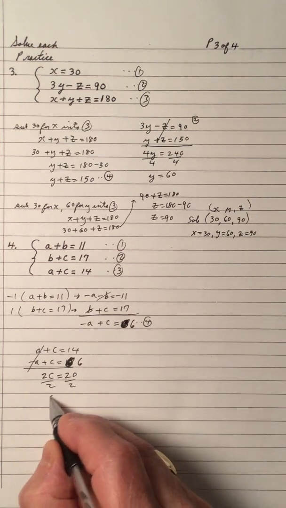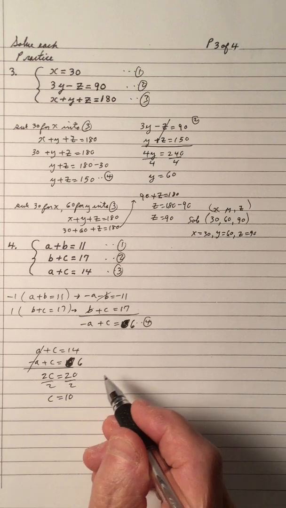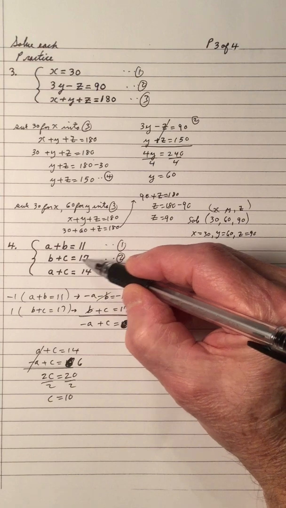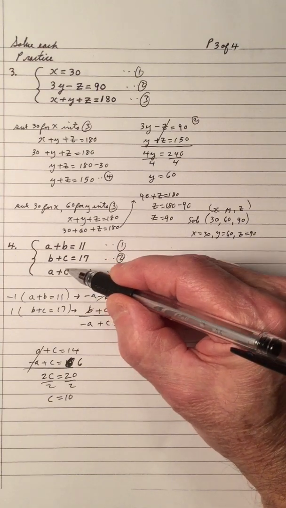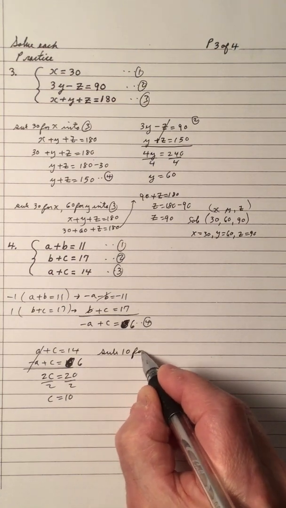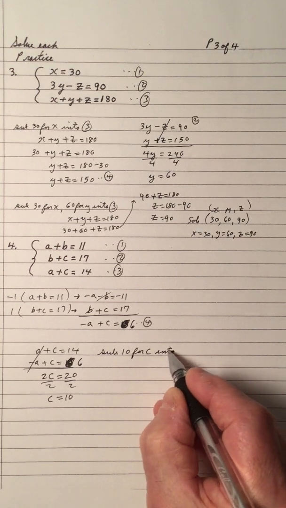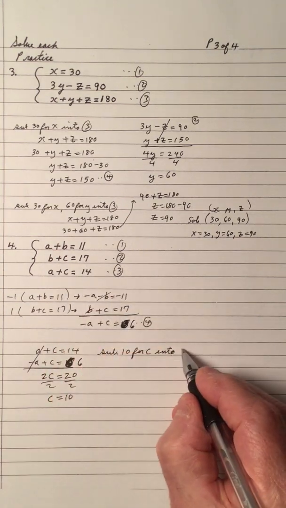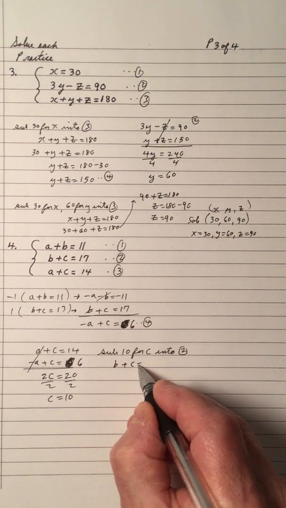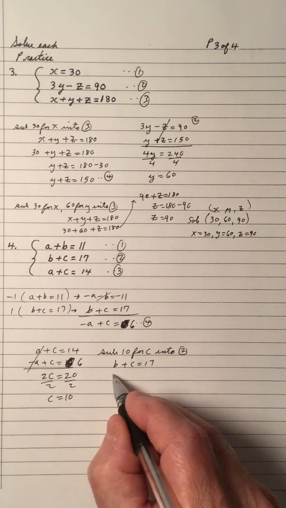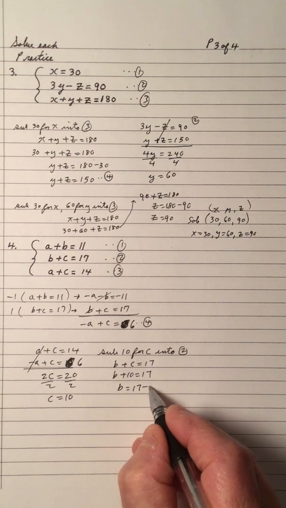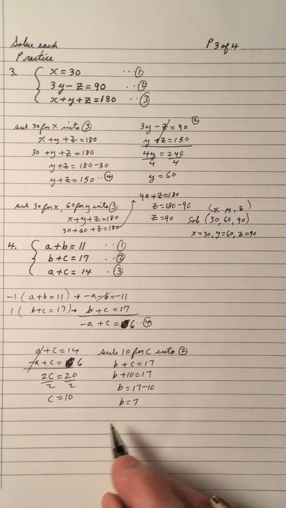So we divide by 2, so C is 10. Now I can sub C back into number 2 to get the B, and I can sub C back into number 3 to get the A. So I'm going to sub 10 for C into number 2. And number 2 is B plus C equals 17. So C is 10, so B plus 10 equals 17. So B is 17 minus 10, B is 7.